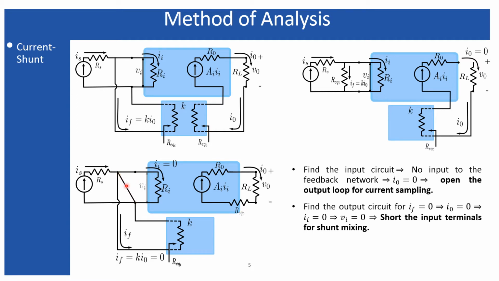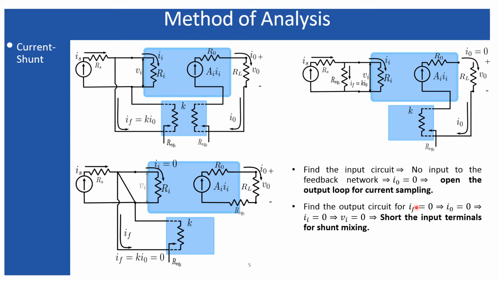When you place a short circuit across the input terminals, the input current will find the smallest resistance path through the short circuit instead of Ri. So it will follow this path, and that will make II equal to 0. With this condition, you can see that this equivalent impedance is actually appearing in series with the output loop. So the general rule for current sampling and shunt mixing is that for current sampling, you have to make the output loop open in order to make sure that the output current is equal to 0.